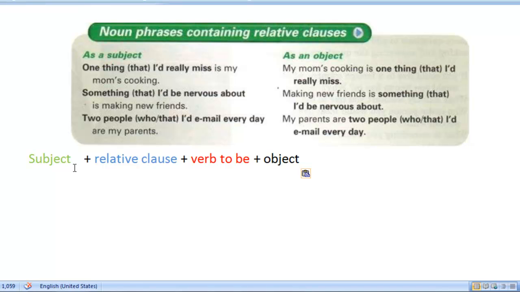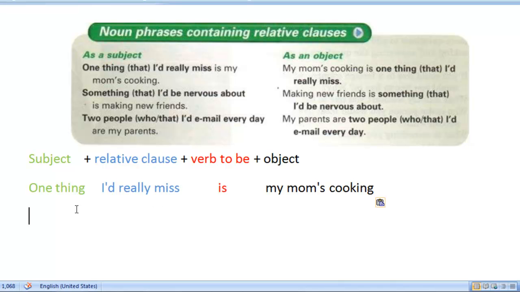So in order to form this kind of expression, first we're going to have a subject. In this case, this subject becomes one thing. Then this is followed by a relative clause, I really miss. And then we're going to have the verb to be. In this case, as you can see, the verb to be is is. And then that's followed by an object or a phrase, if you will. So let's write that specific sentence down, and then we're going to try to make sense of it, as I mentioned. So let me do that at this point.